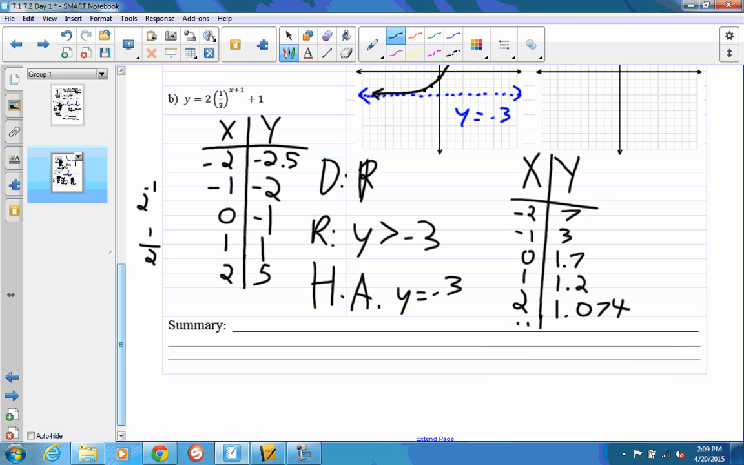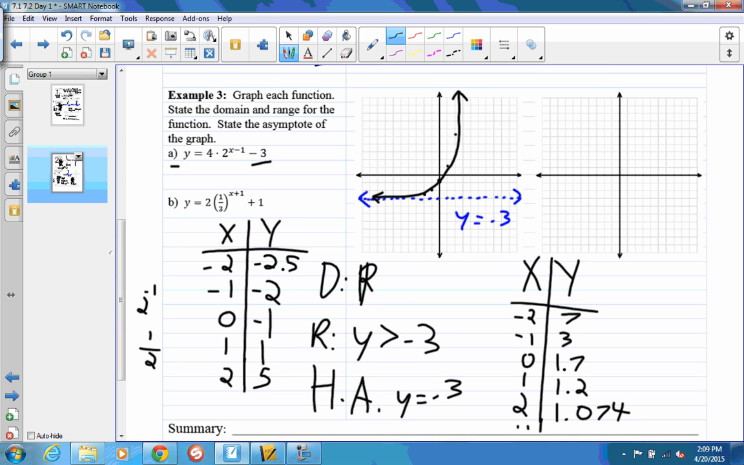So, if I graph this: -2 and 7, -1 and 3, 0 and 1.7, 1 and 1.2, 2 and 1.0074. So I have a horizontal asymptote at y equals 1. Could you have told me that completely based on k?